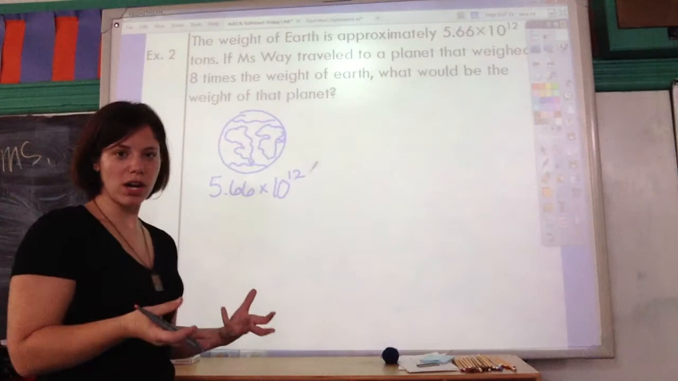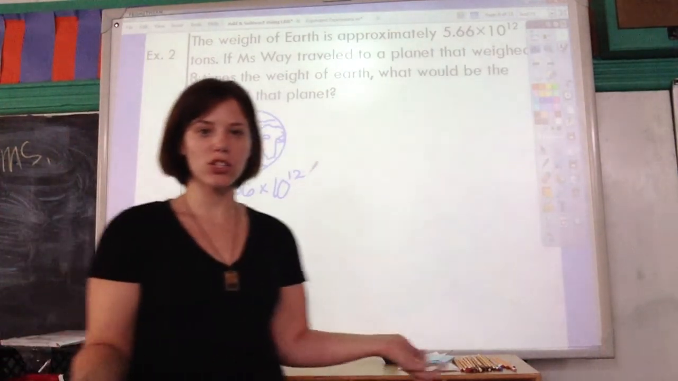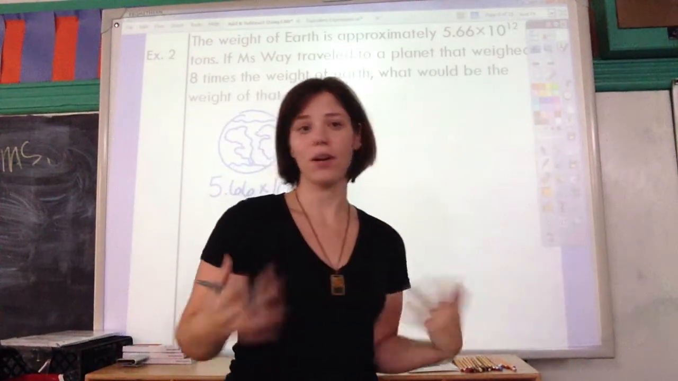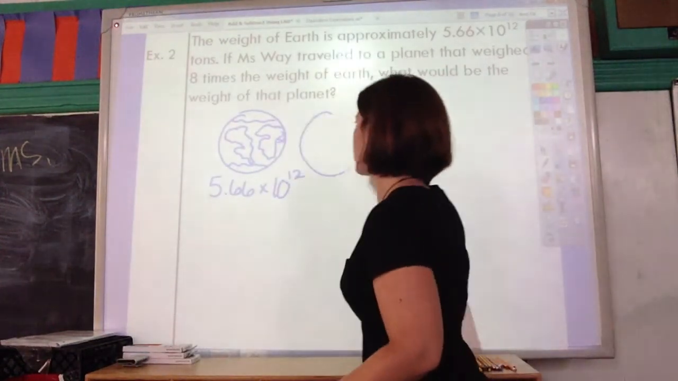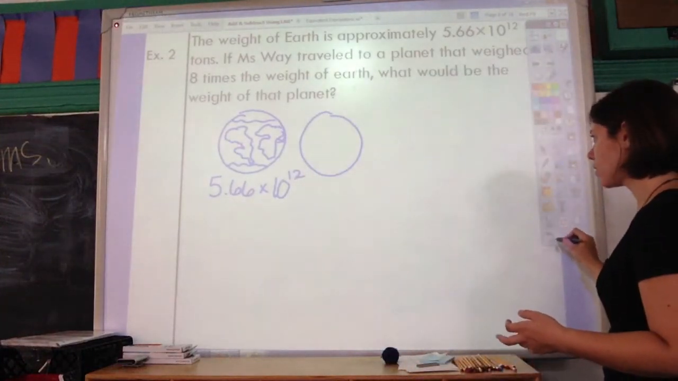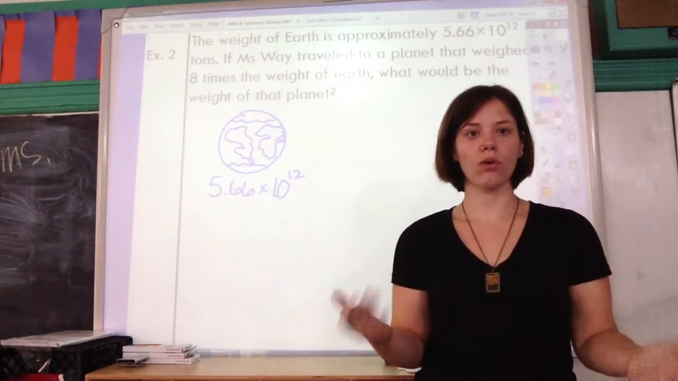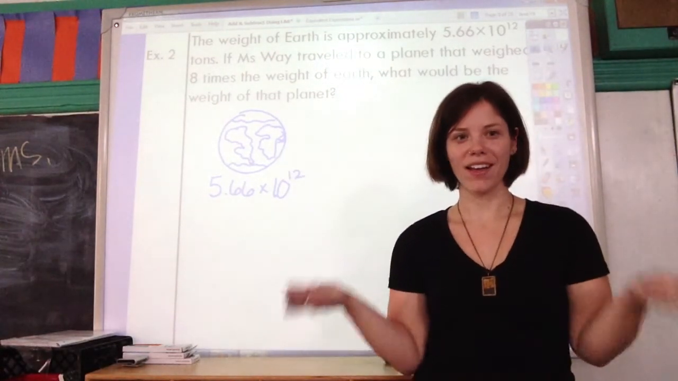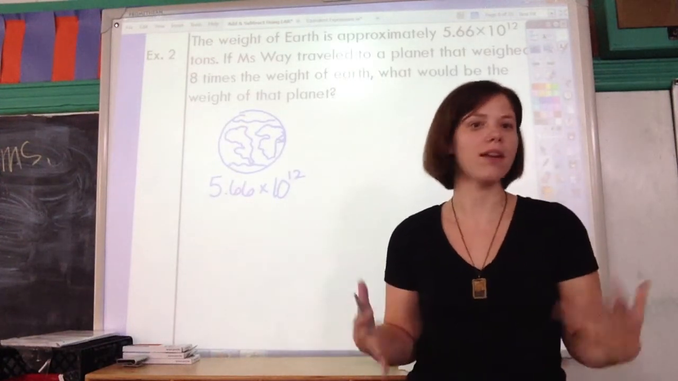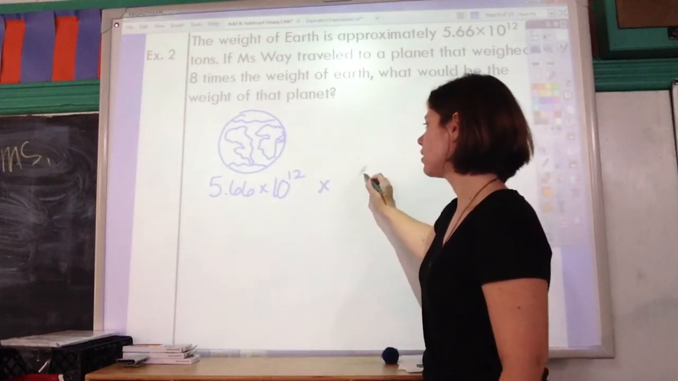Miss Way is traveling to a planet that's 8 times the size of this, which means if I wanted to know the weight of that planet, I would take 8 Earths and add them all up. So it'd be like this, plus this, plus this, plus this, etc. But rather than adding the same size thing over and over again, that's actually multiply. Anytime you add the same size group over and over and over again, that's multiply. So I can take this times 8.